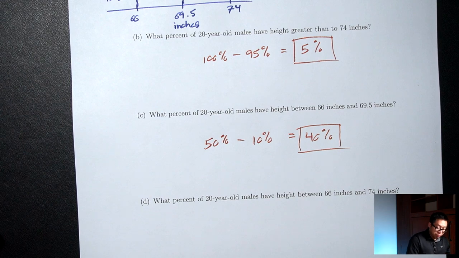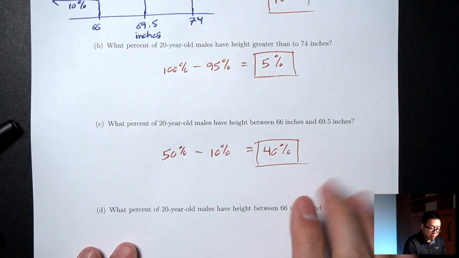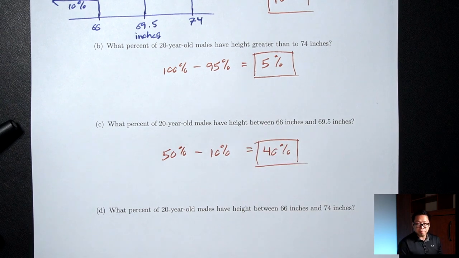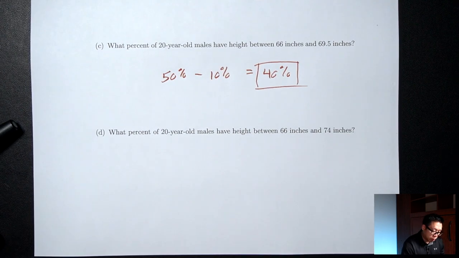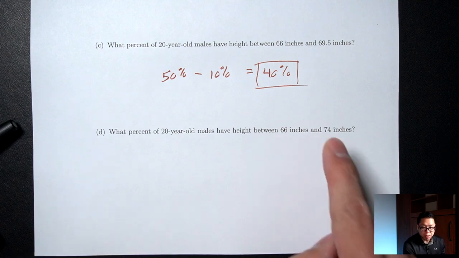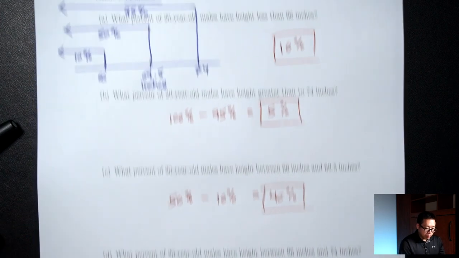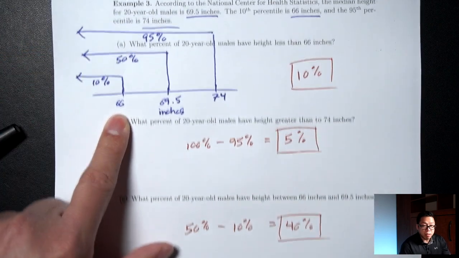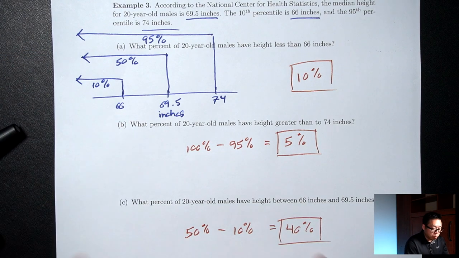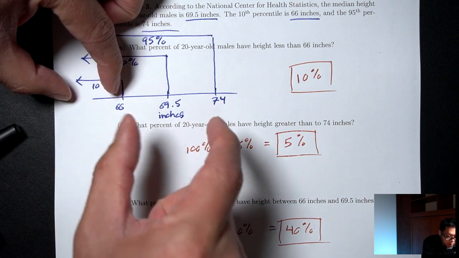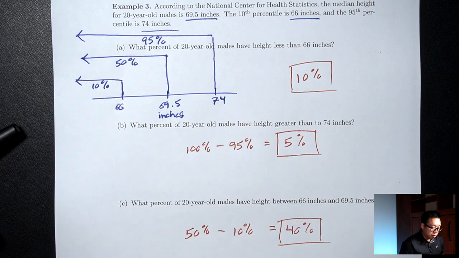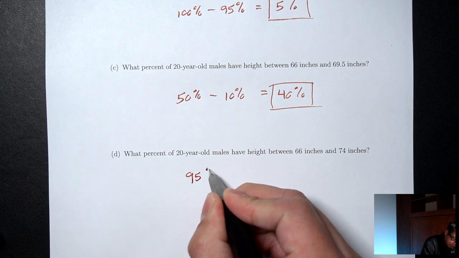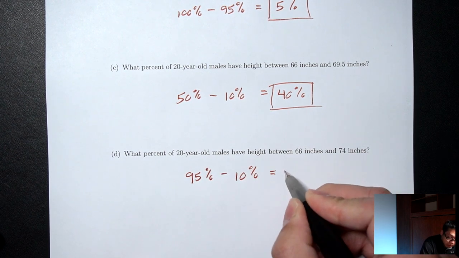And in general, that's true also. If you know the percent to the left of 66, and you know the percent to the left of 69.5, to get the percent between, subtract the two. Part D, what percent of 20-year-old males have height between 66 and 74? Once again, between, subtract. I know that 95% is to the left of 74, and I know that 10% is to the left of 66. So if I just subtract those two, 95% minus 10% should give me the percent between. 95% minus 10% is 85%.